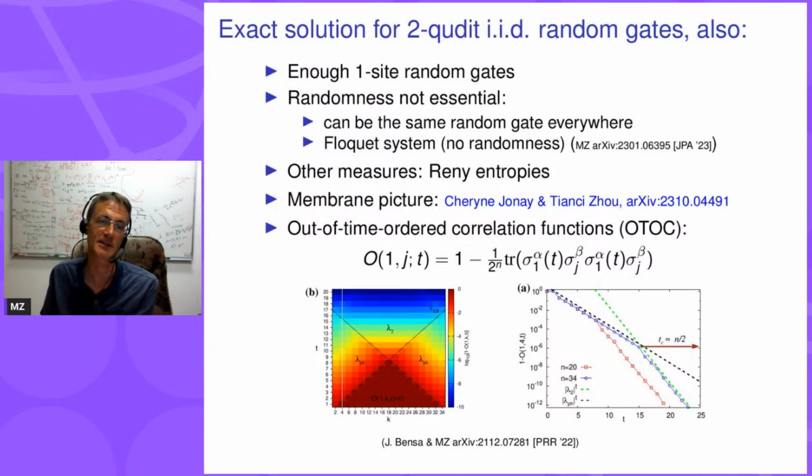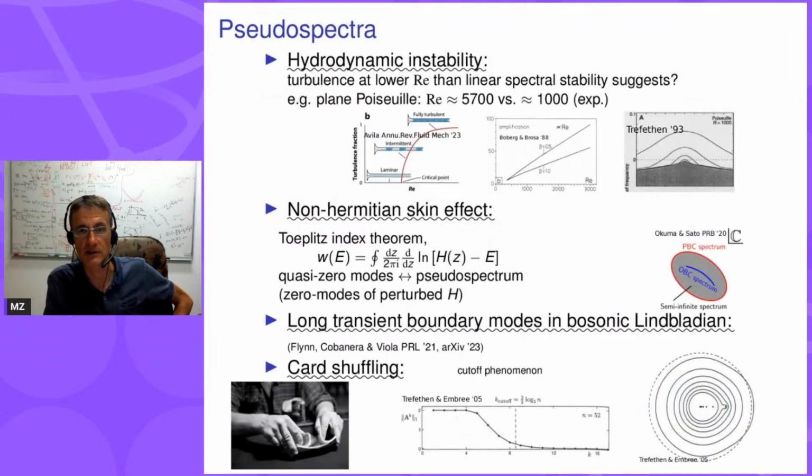So if there are any experts on random circuits, then you will know what this membrane picture is. So you can derive many results. Have a look at that paper if you want to know the details. And you also observe it, as I said, in out-of-time-ordered correlation functions.